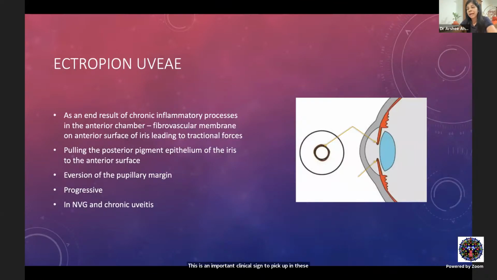Ectropion uveae, on the other hand, is a term which we use when you see this brown pigment on the pupillary margin. So what is that pigment? Where is that coming from? Basically, there is traction. The fibrovascular membranes, due to inflammation, contract. They pull the posterior pigment layer to the anterior surface of the pupil, essentially an eversion of the pupillary margin. This is ectropion uveae. We can see it many times in chronically inflamed eyes.